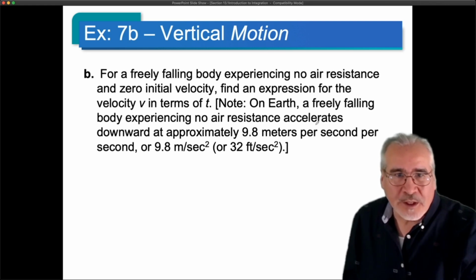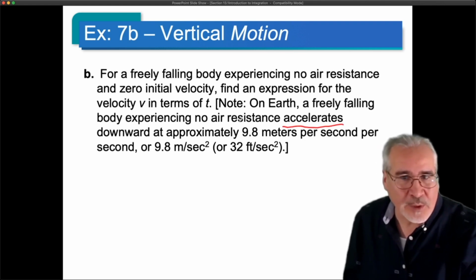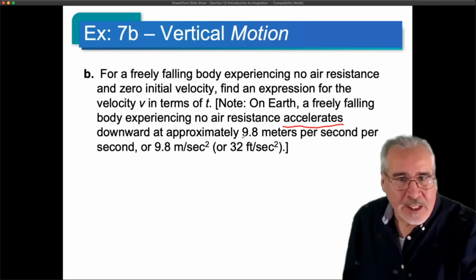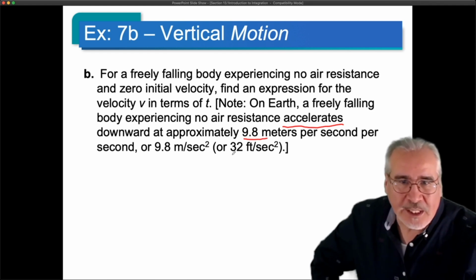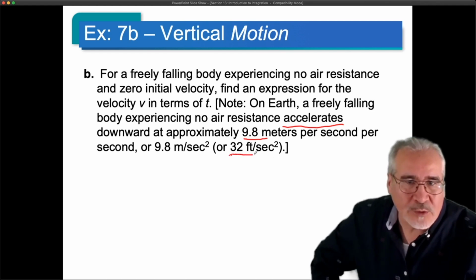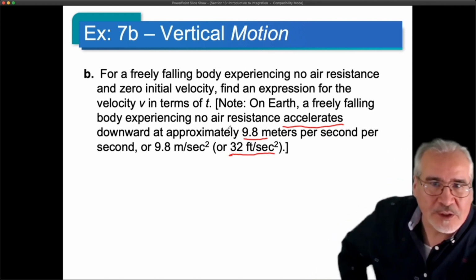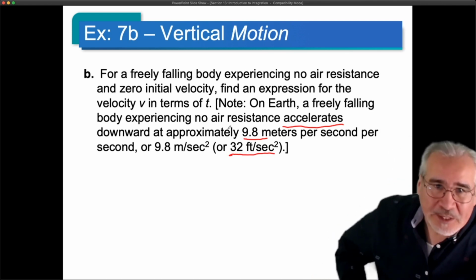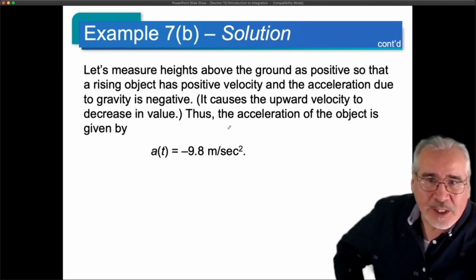So on Earth, a freely falling body experiencing no air resistance accelerates. They've measured this, that the acceleration is constant everywhere due to gravity. It's got an acceleration of 9.8 meters per second squared. Again, that's using metric. In the English system it's 32 feet per second squared. So you physics majors, there's no physics majors, you're all business majors, right? But that's where the physics comes in. Okay, so watch how this works.